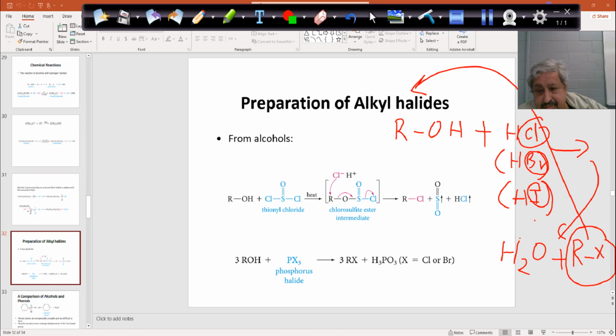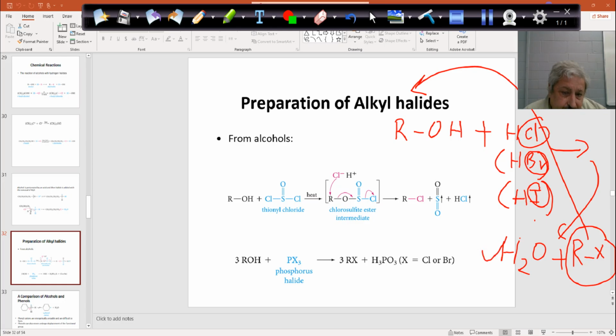You do not get the things you are expecting. Now, this is just the halides here. There is another route to produce the halides. This is one route here.